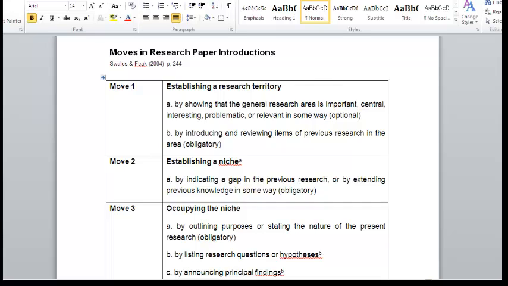So to go in a little bit more depth about the 3 moves, this is the 3 moves chart that's also posted on the course website. I encourage you to open it on your own screen so you can take a look at it on your own, but I'm going to go through it very briefly with you.